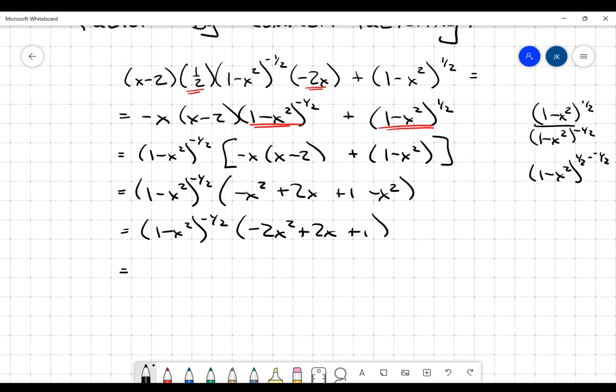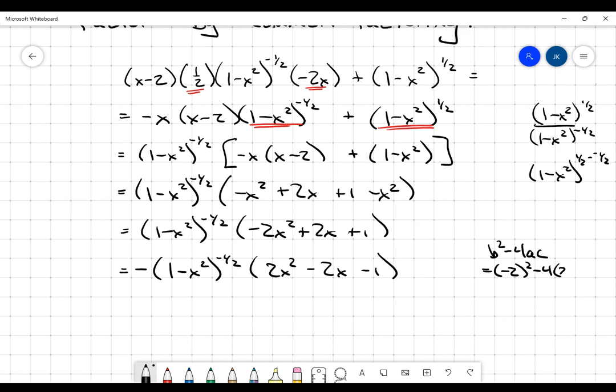Not a big fan of the way that last one looks, so I'm going to factor a negative out of that. 1 minus x squared to the negative 1/2. This will become 2x squared minus 2x minus 1. Now, I'm not 100% sure if I can factor that. I can play with it a little bit, but let's just check the discriminant here. B squared minus 4ac. So in this case, it's going to be negative 2 squared minus 4 times 2 times negative 1. This is just a nice way of checking. So 4 plus 8, we're going to get 12.